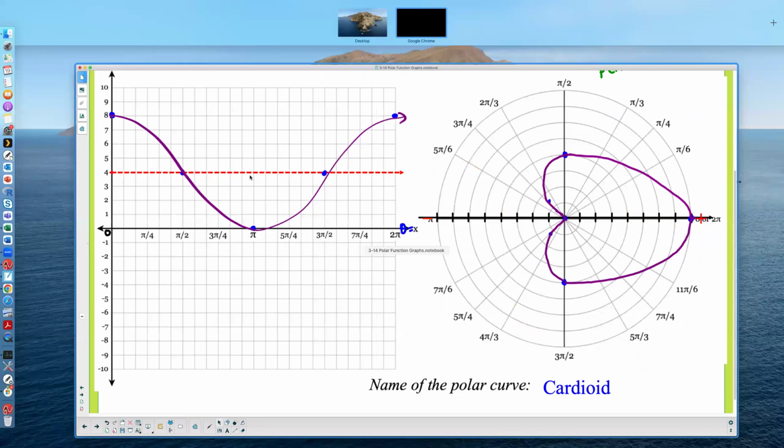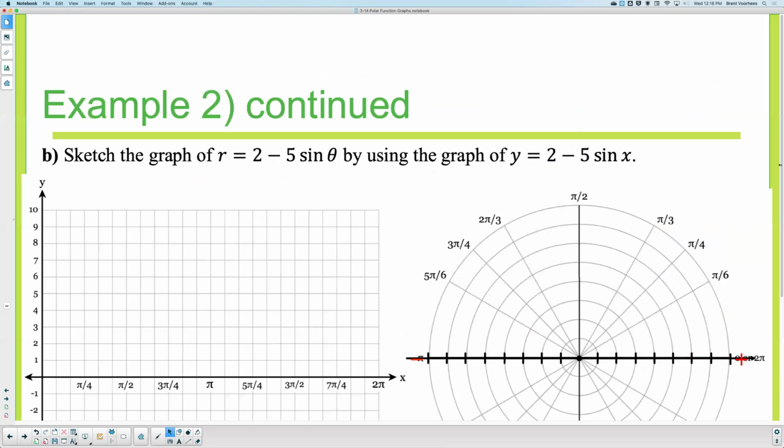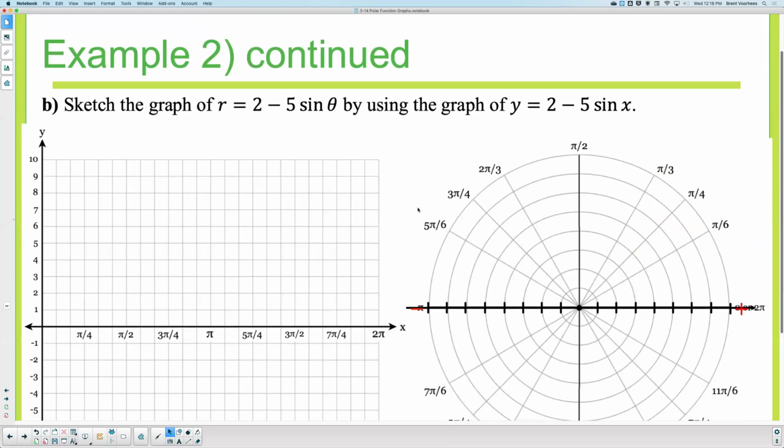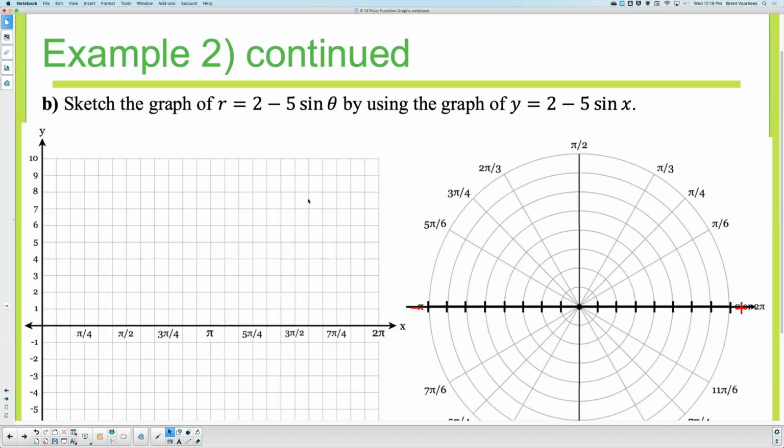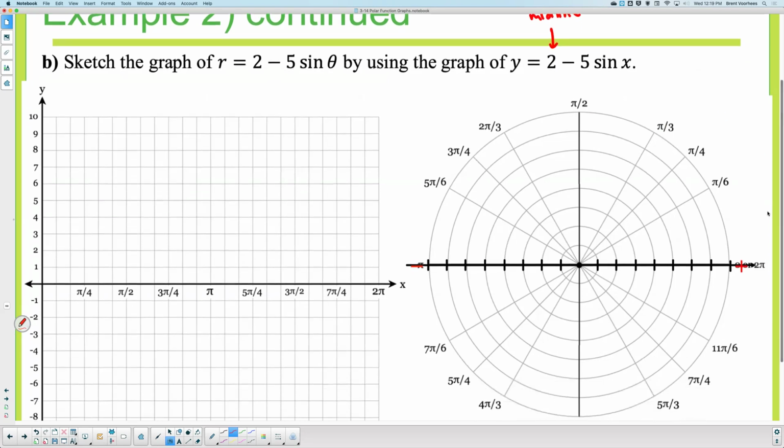Okay, let's go look at example 3b. Hopefully we can speed it up even more. Oh yeah, we're going to keep trying to speed it up. Say your equation is r equals 2 minus 5 sine theta, and you had to graph it. The way I'd recommend it is to do a quick sketch of the rectangular version. What could you tell me is the midline of this problem? 2. Go ahead and note that. That's the midline. So on our graph, we're going to add in a dashed line at 2. That's our midline.